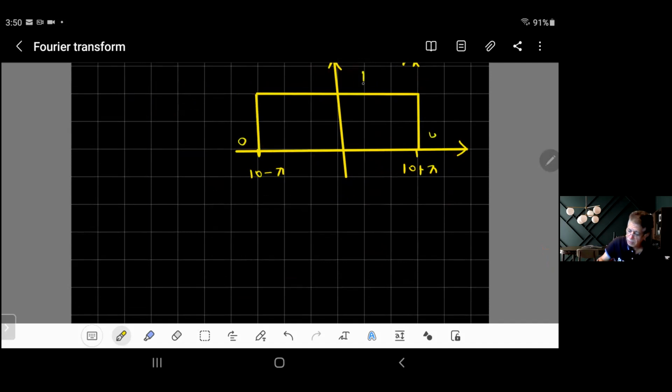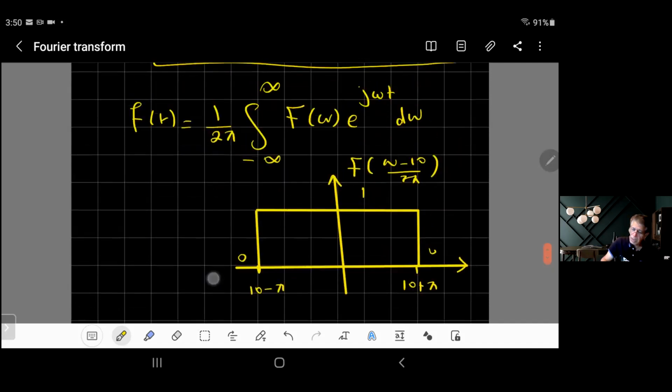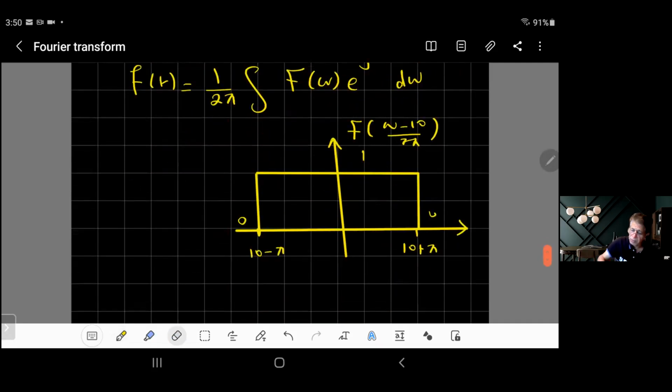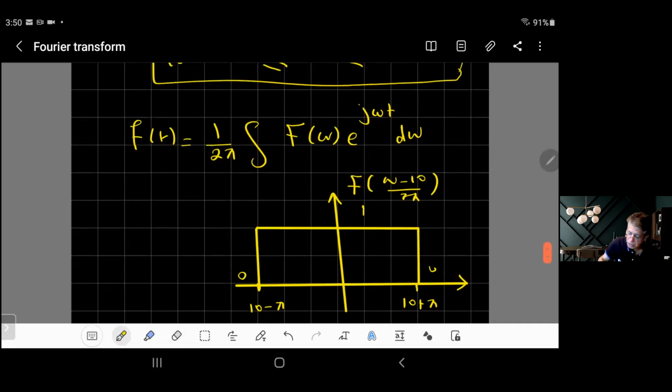Be 0 outside and 1 inside. So now I'm going to apply the formula here. Obviously, I'm not going to start from minus infinity to plus infinity because it's 0 outside the range, 10 minus pi, 10 plus pi. So I will say here that's 10 minus pi to 10 plus pi, and F of omega is equal to 1.